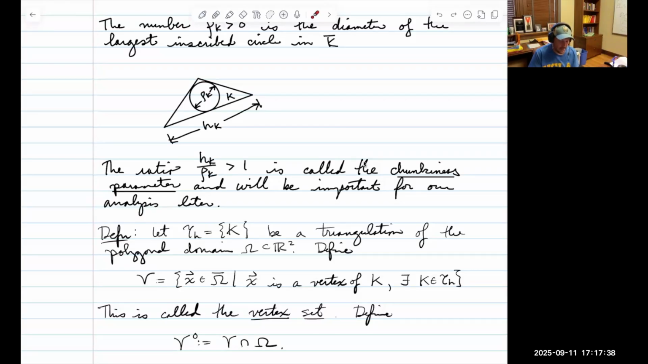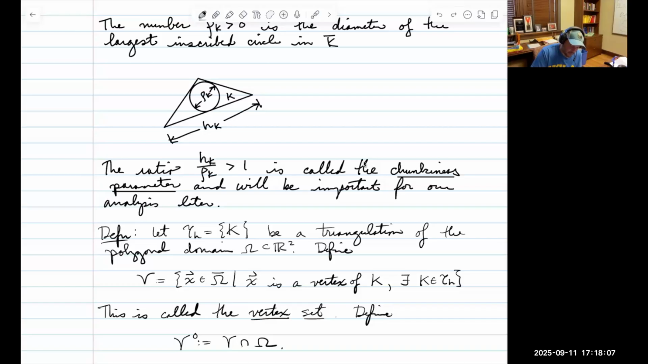All we need to know now is that HK is always going to be bigger than rho k. And so this ratio, HK over rho k, which is bigger than 1, is what's called the chunkiness parameter. And it's going to be important for our analysis later on in the course. Is there anything else I want to say about it? Well, one thing is the chunkiness parameter as a ratio can degenerate or can become very large.